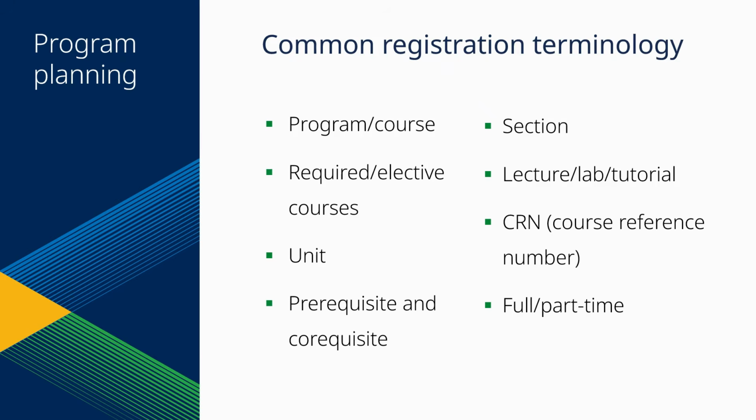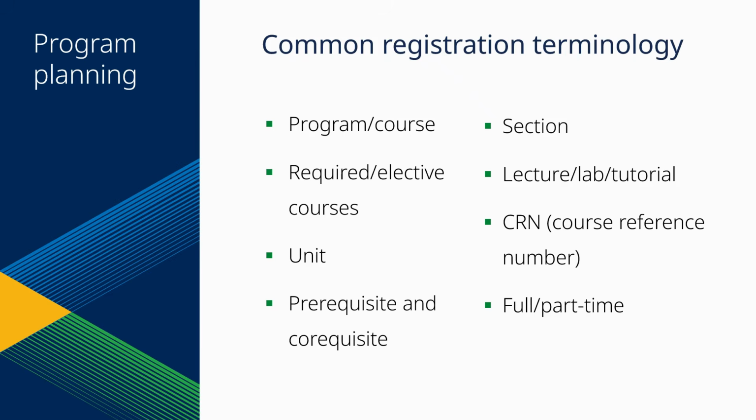A unit is UVic's measure of academic credit. Most standard one-term courses are worth 1.5 units. A full year course is typically 3.0 units. A prerequisite is a course that you must successfully complete before taking the next one, and a co-requisite is a course that you must take at the same time or have already completed before another course.